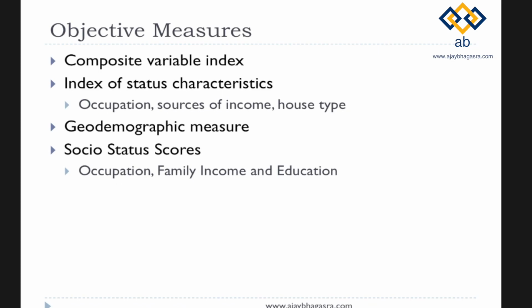Then you can talk of social status scores also. So people can be given scores on the basis of their occupation, family income, and education, because there are so many people. Even if you talk of banks, the banks would straight away give loans to the people who belong to certain occupations, so they don't think on it.